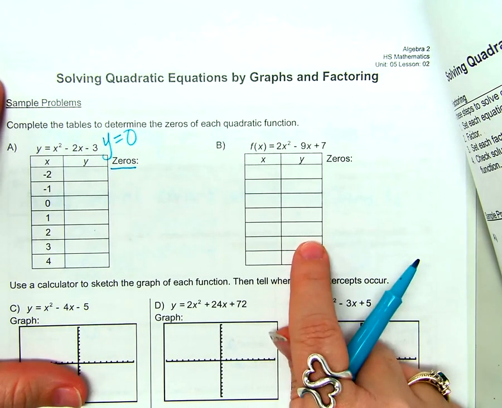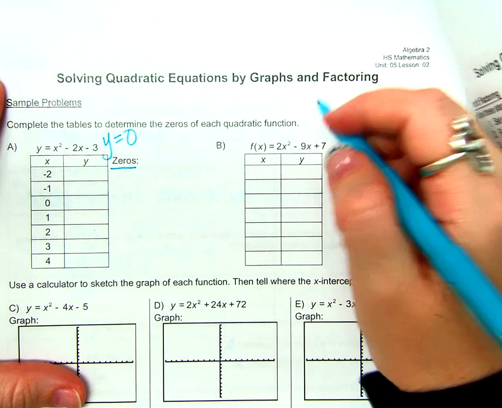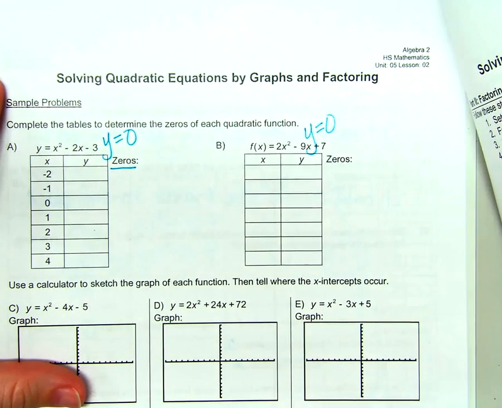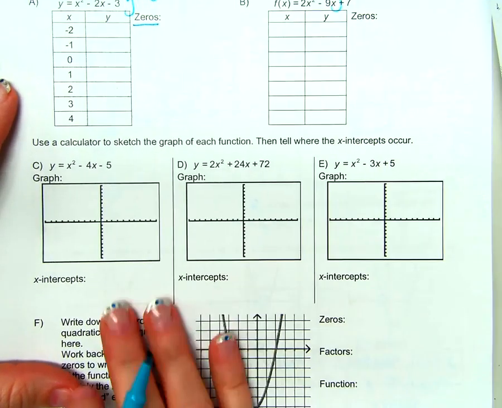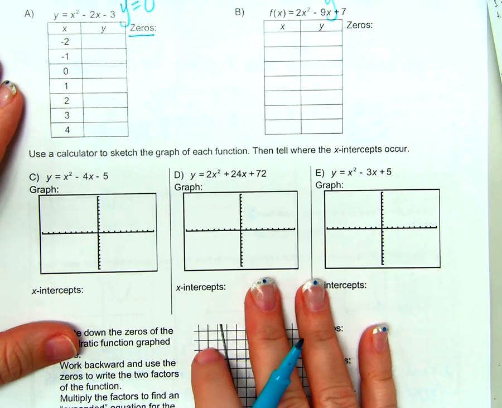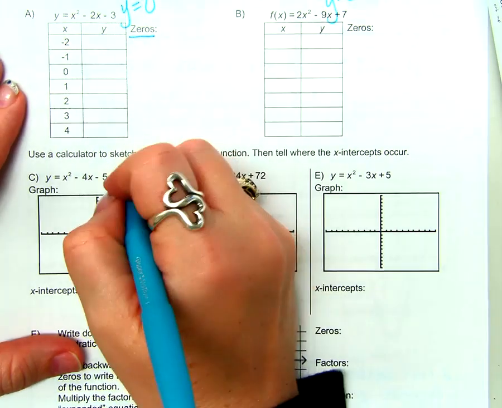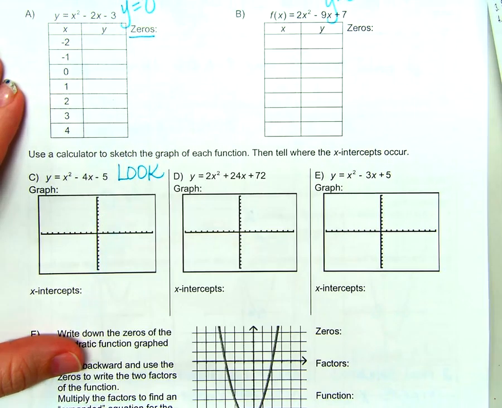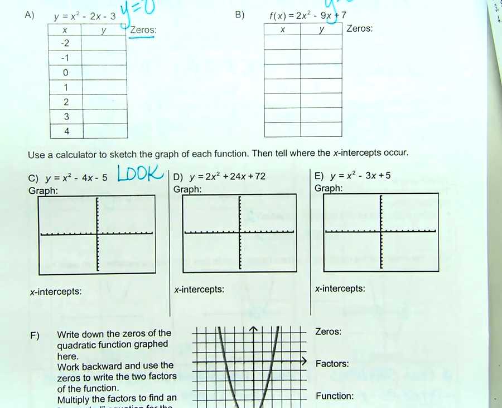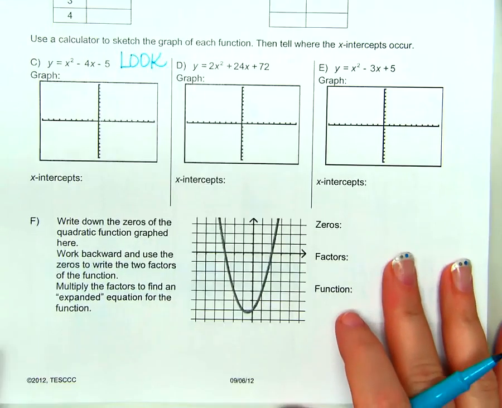What about b? What are we looking for here? Oh my gosh, it's exactly the same. What we're looking for is y equals 0. What about C, D, and E? Do I have to do one of these? What does it want you to do? Graph it and look. Exactly. Look where it crosses the x-axis. Okay? I'm going to actually do C for you in just a moment because I want to show you something on the calculator.